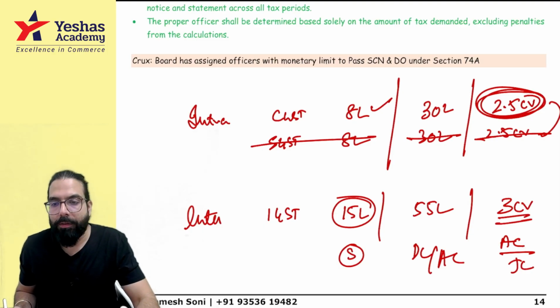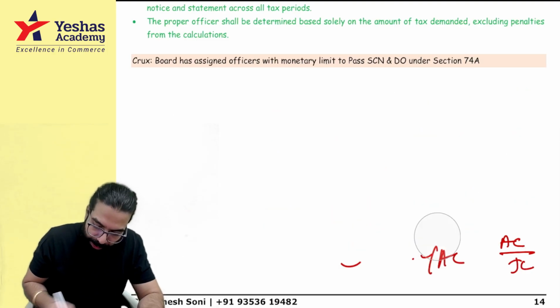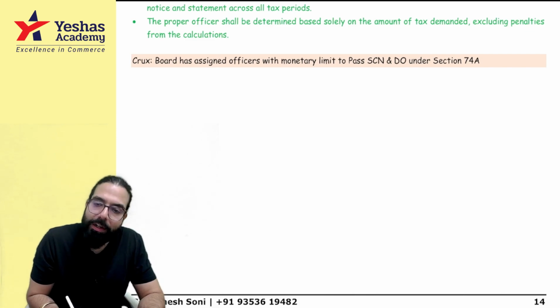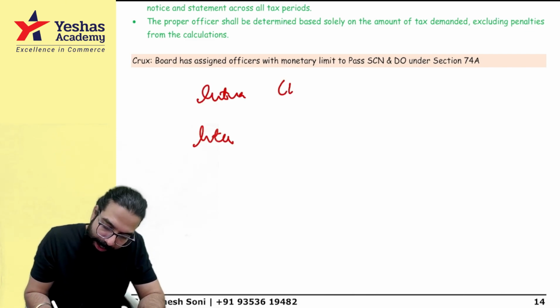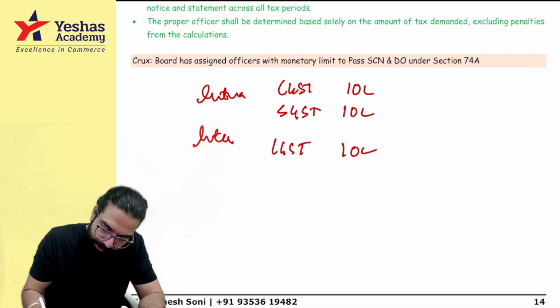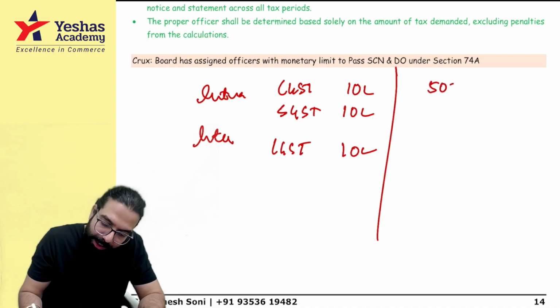Are we all clear till here? Yes, sir. Now I'll tell you, for an example, you have done a fraud which includes intra and inter both, and I charge CGST, SGST, and IGST. Here 10 lakh, 10 lakh, and 10 lakh. Second case 50 lakh, 50 lakh, and 30 lakh.